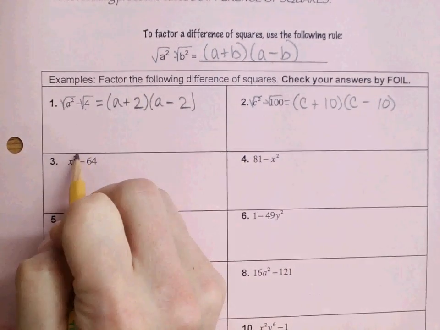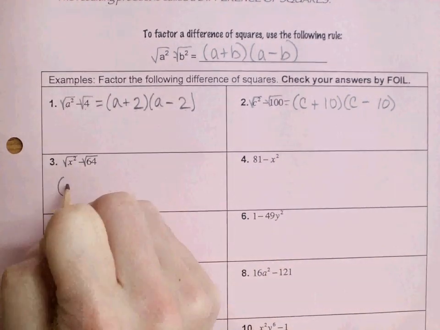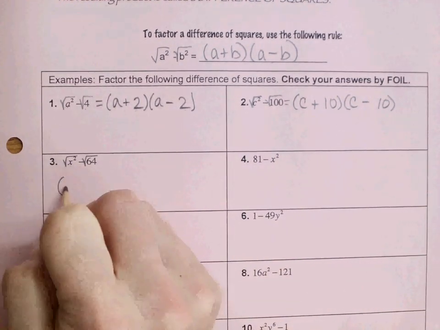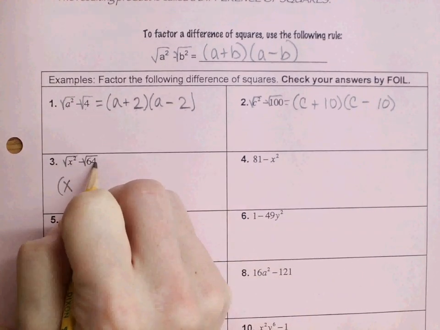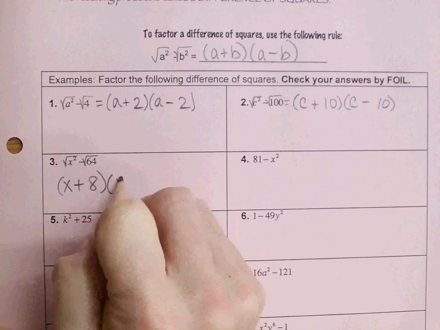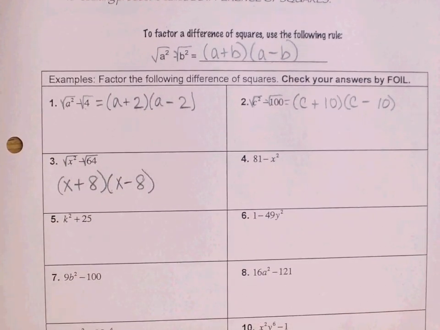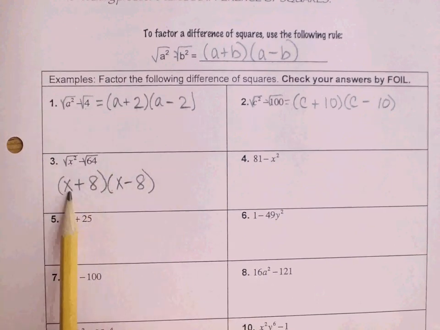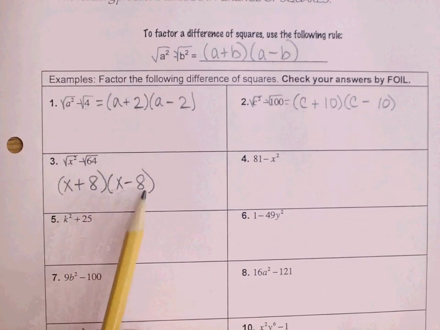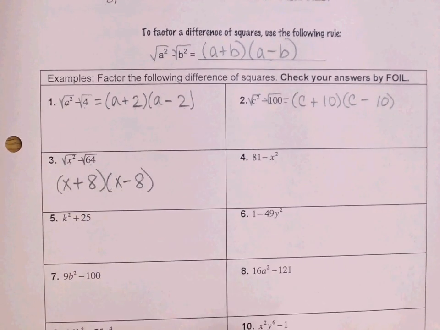So number 3, again, we're finding the square root. My final answer here, the square root of x squared is going to be x. The square root of 64 is 8. And then we have x plus 8 and x minus 8. Again, double check your answer by redistributing. So x times x, we get the x squared. 8 times negative 8 is that negative 64. 8x and negative 8x cancel out.